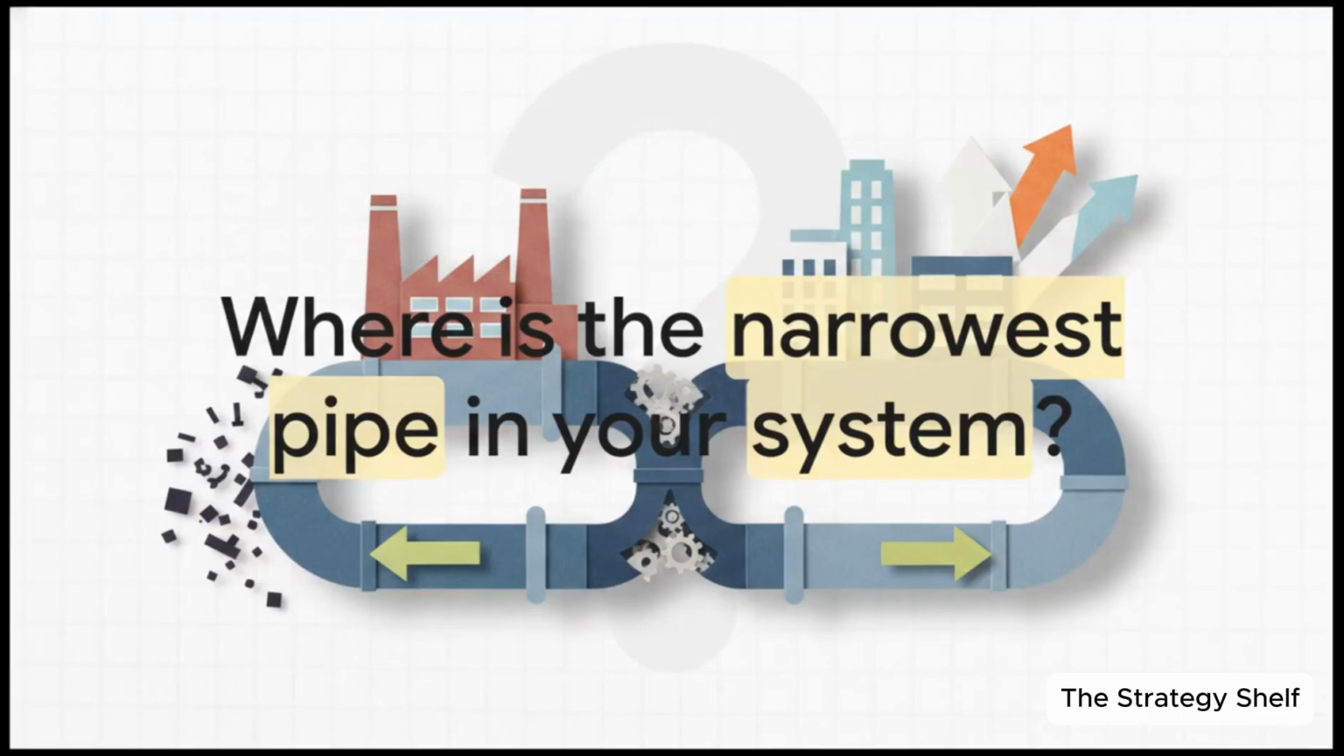So I'm going to leave you with this final provocative thought. Tomorrow morning, when you walk onto your factory floor or into your office, try to look past the symptoms. Look past the localized chaos. Ask yourself, where is the narrowest pipe in your system? Find it, exploit it, elevate it, and watch your entire organization's performance soar.